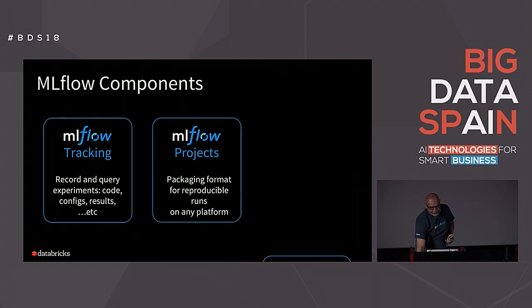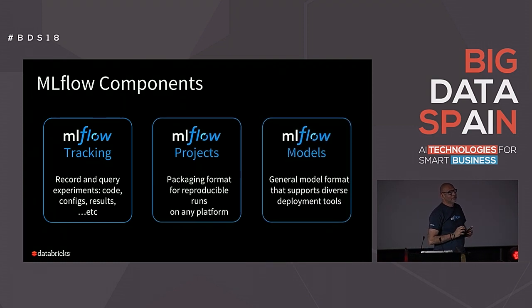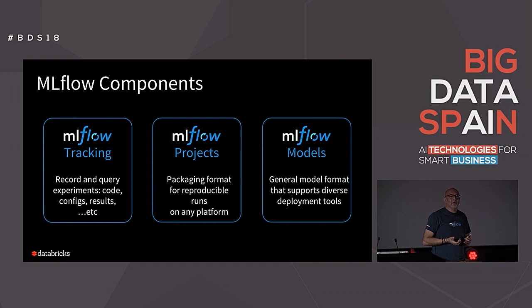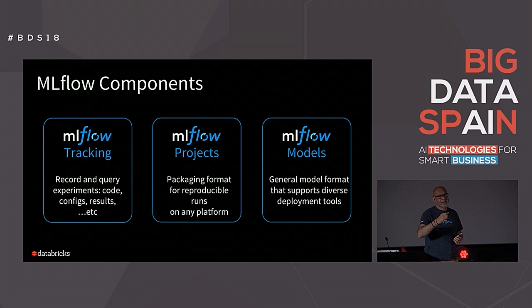If you look at the MLflow components, there are three very distinct components that can be used independently or together. MLflow Tracking allows you to track all the hyperparameter tuning, and allows you to track and persist all the parameters that you use and all the models that you use. That is a very simple API. You take that API, you track it.